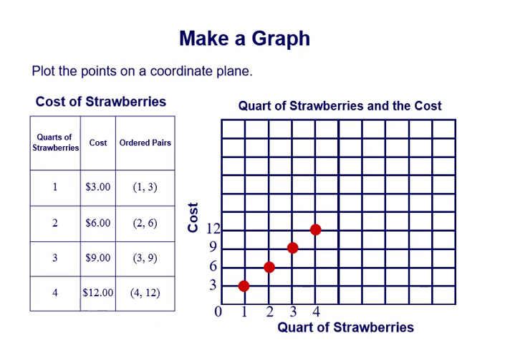We can then plot the points on the coordinate plane. So we have our x-axis and our y-axis. So we're using 1, 2, 3, 4 for the quarts of strawberries on the x-axis. And then the cost, we are using 0, 3, 6, 9, and 12 for the y-axis. And we can see our points. We have 1, 2, 3, 4 on the coordinate plane.